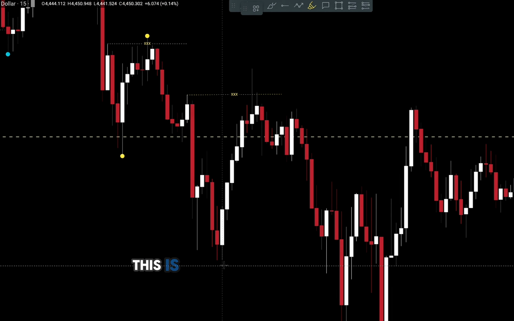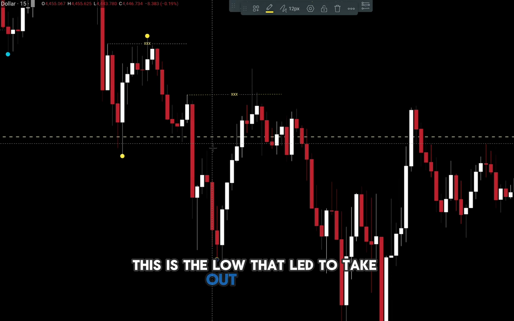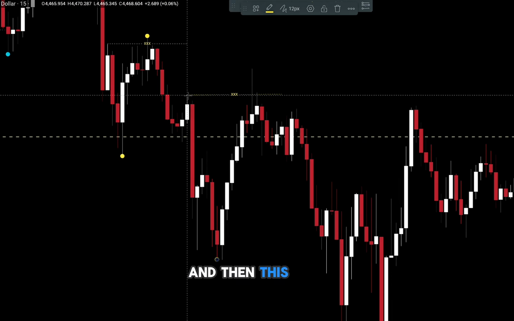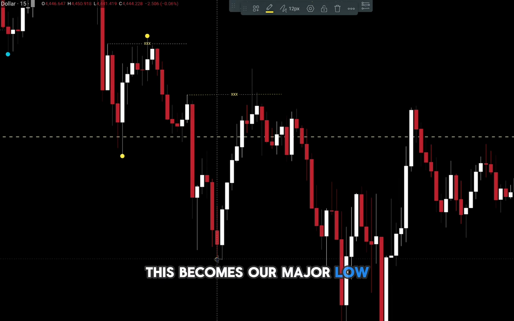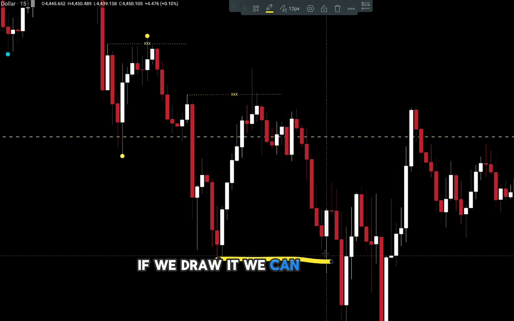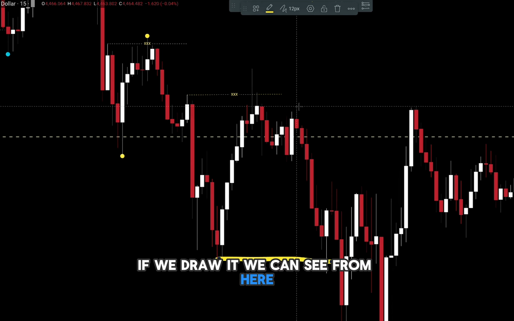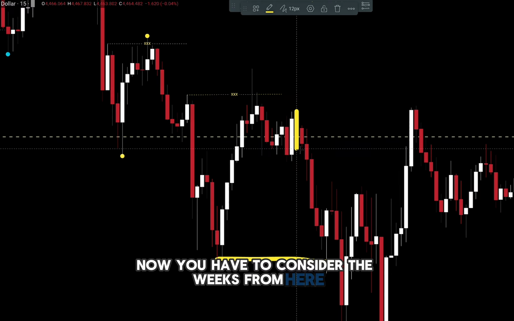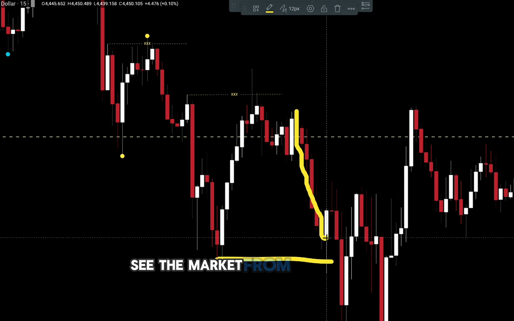The market comes all the way and takes us out and then runs down again. This is the low that led to taking out this high and then this high. This becomes our major low. If we draw it, we can see from here. Now you have to consider the wicks. From here, we drop all the way.